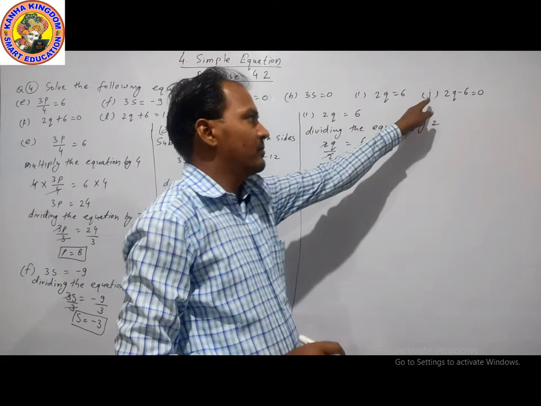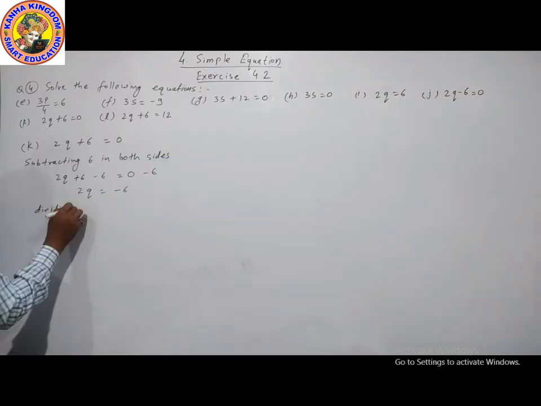Now dividing by 2. Here q is multiplied by 2, so we divide the equation by 2. 2q is equal to minus 6. Now dividing by 2, divide 2, divide 2. 2 and 2 cancel. Q is equal to minus 6 by 2, which is minus 3. Then q is equal to minus 3 is our answer.